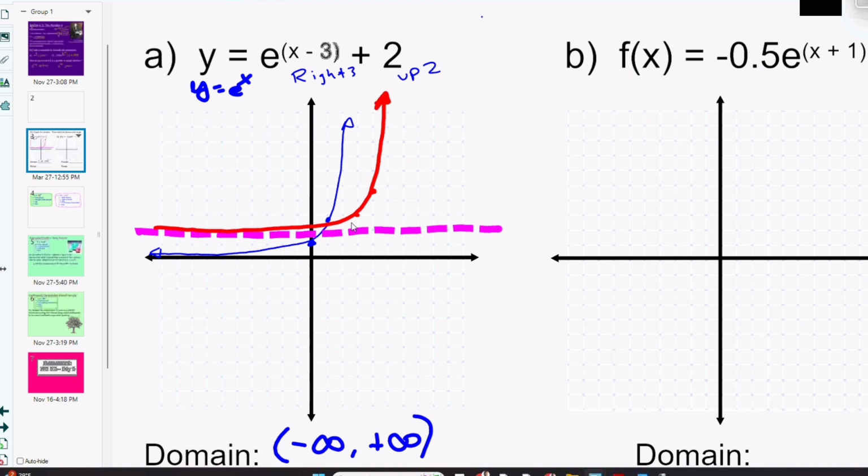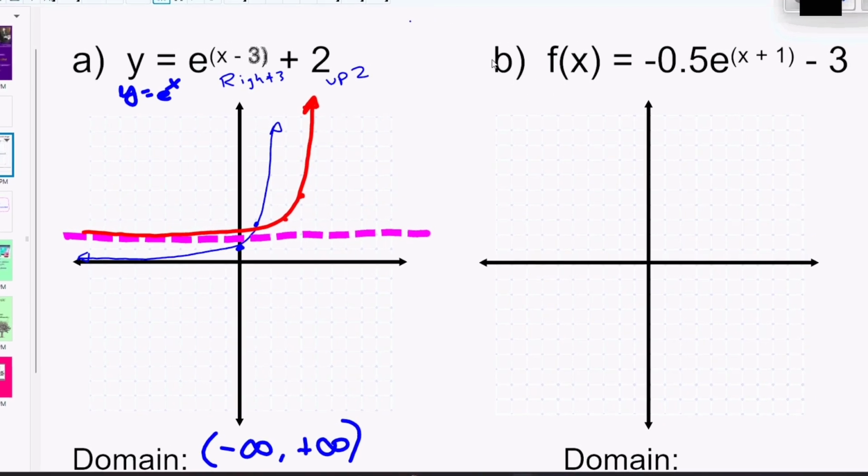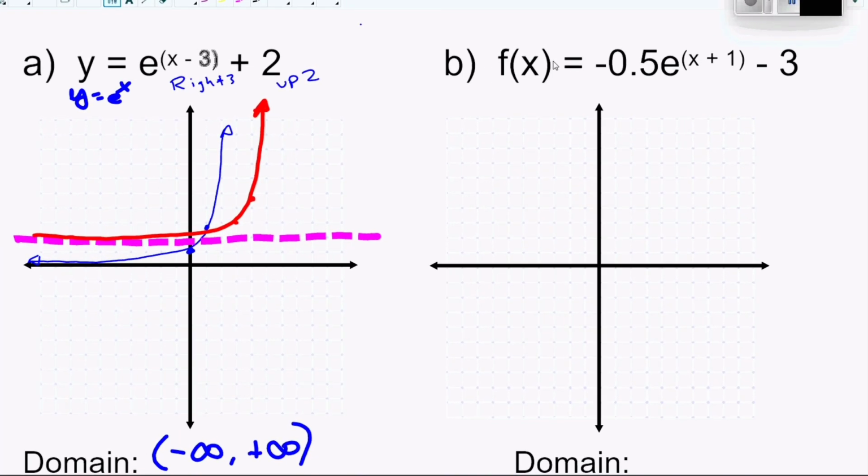And the whole thing is shifted to the right 3 spots and up 2. Okay, letter B. This one does have a different number besides the 1 like we had in the previous example. This is negative 0.5, right? And that negative is going to flip it over the x-axis. So this one's actually going to be going down.